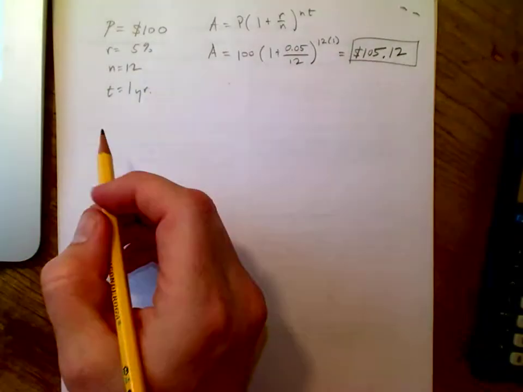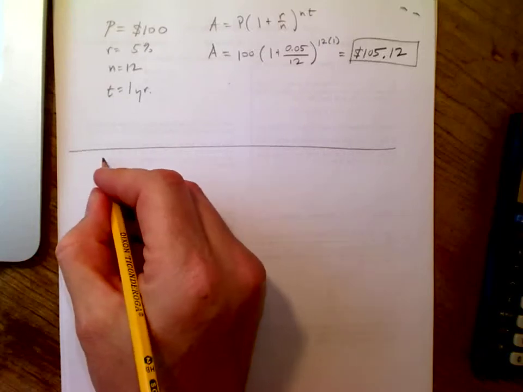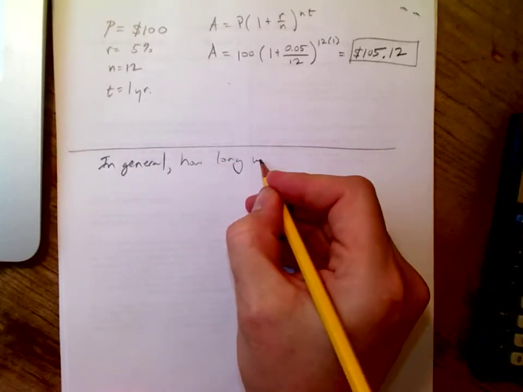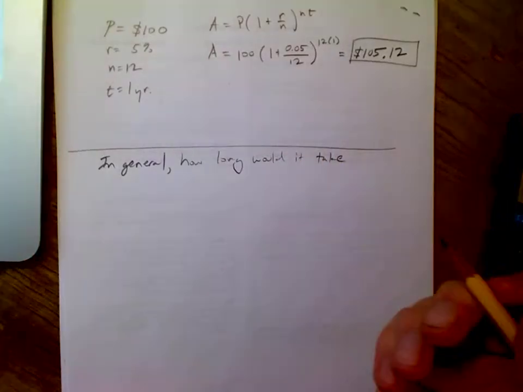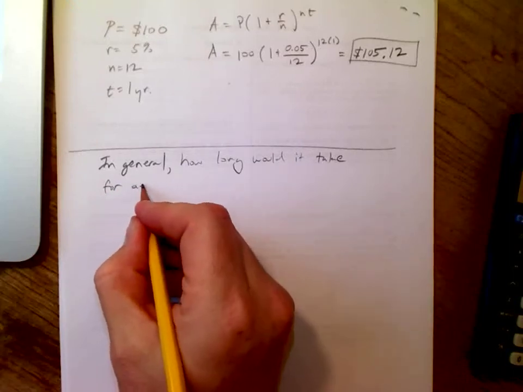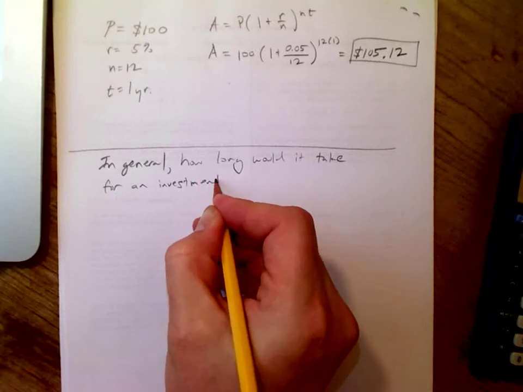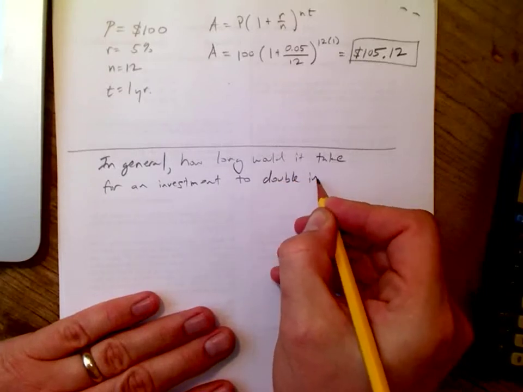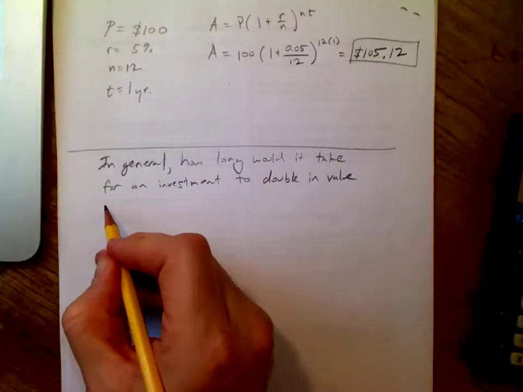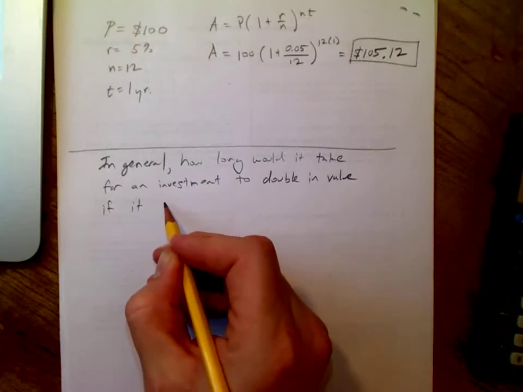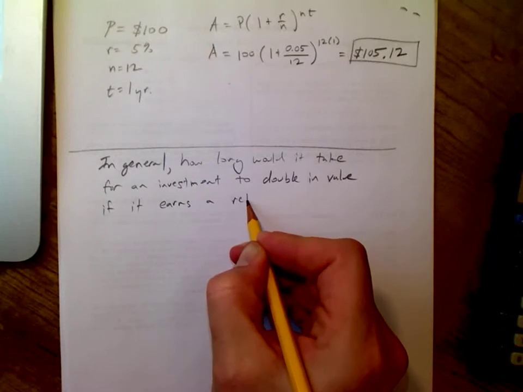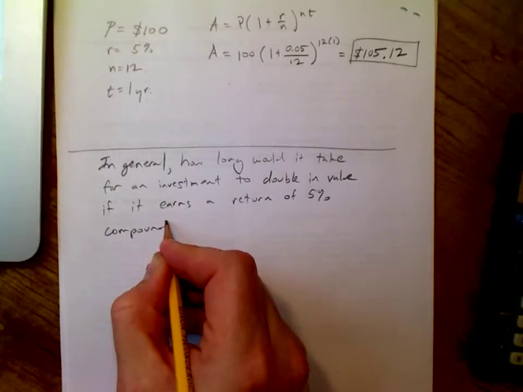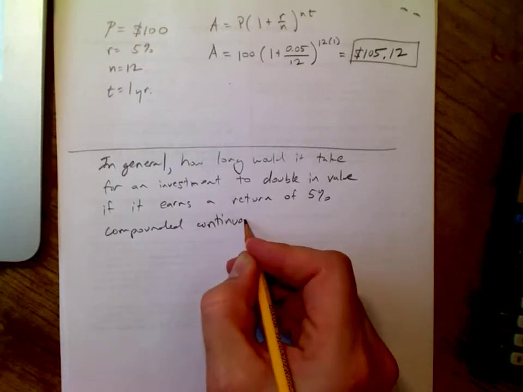And I was thinking about this question. We could also expand and say, well, what happens if we want to know in general how long would it take for an investment to, let's say, double in value if it earns a return of 5%, compounded. This time, to mix it up, we'll say continuously.